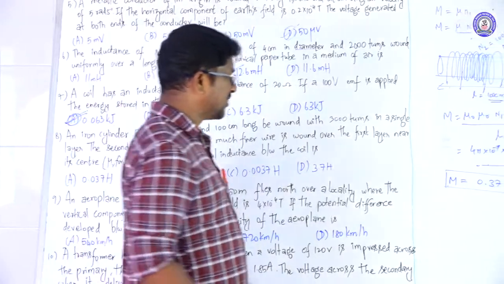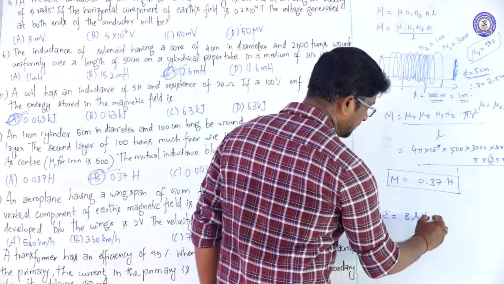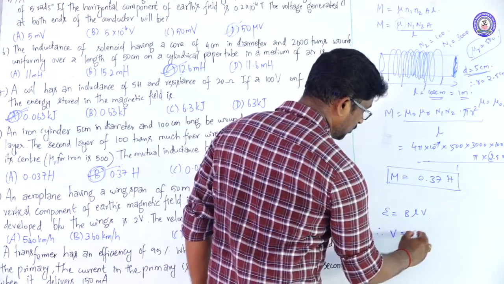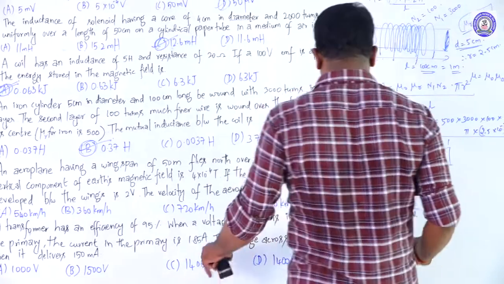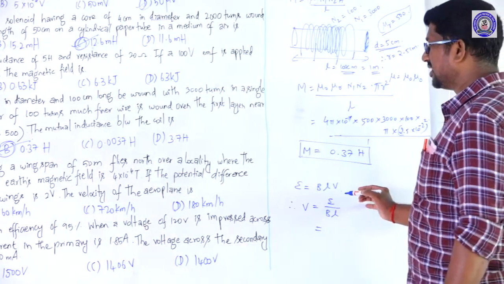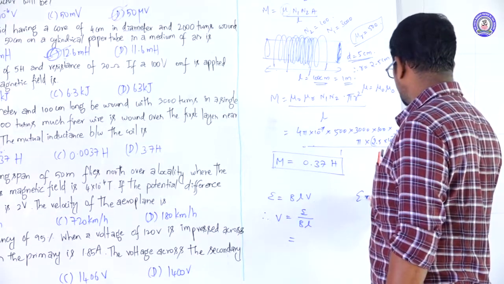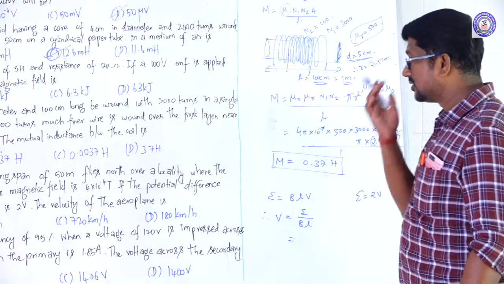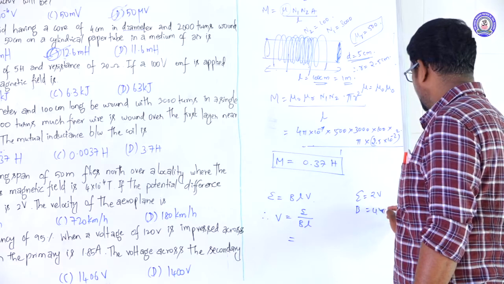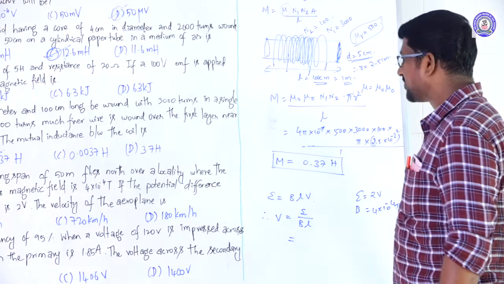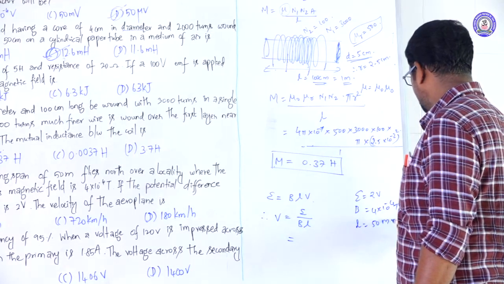Okay, motional EMF. Once again, motional EMF E is equal to BLv. Therefore, v is equal to EMF divided by BL. Given values are: induced EMF or potential difference across the wings is 2 volt, the vertical component of Earth's magnetic field is 4 into 10 power minus 4 Tesla, and the length of the wingspan L is equal to 50 meter.